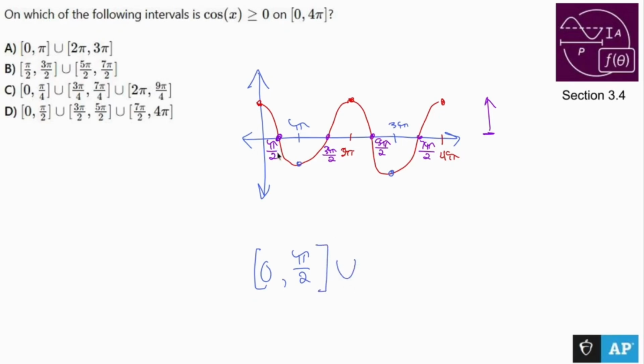Union. Now we go down here, and then it hits 0 again at 3 pi over 2, and then stays above the x-axis until 5 pi over 2, including 5 pi over 2. Bracket that off because we're including the zeros. One more union. At 7 pi over 2, we hit 0 again, and then we stop at 4 pi because they asked us to.